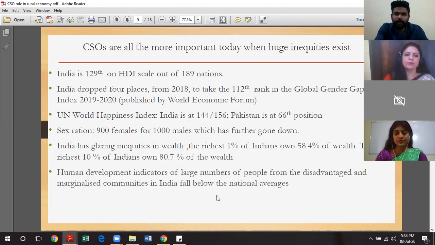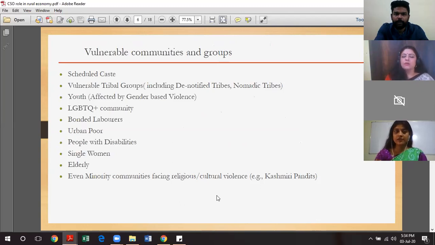Chetna ji, you can go on to this slide. When we are talking about vulnerable communities and groups like scheduled castes, scheduled tribes, tribal populations, LGBTQ, bonded laborers, urban poor, people with disabilities, single women, elderly care, I think there are a number of groups which CSOs need to look into. And now I will be taking one of these groups, even though the government is now considering CSOs.